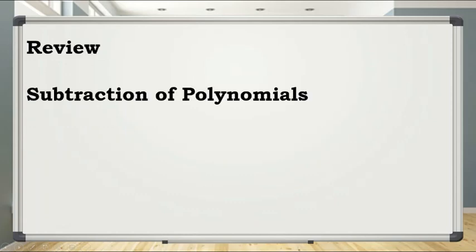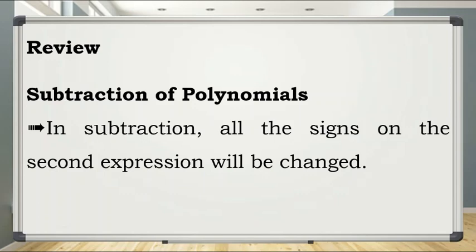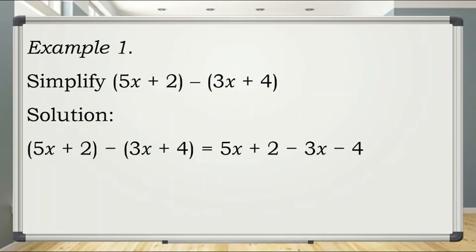Next is subtraction of polynomials. In subtraction, all the signs on the second expression will be changed. Ang halimbawa ay katulad ng naunang halimbawa, ngunit dito ay minus. Ang unang expression ay 5x plus 2 at ang second expression ay 3x plus 4. Bring down 5x plus 2 at mababago ang sign ng second expression, it will become negative 3x and negative 4. Pagsamahin ang magkatulad na terms, 5x at negative 3x, positive 2 at negative 4.